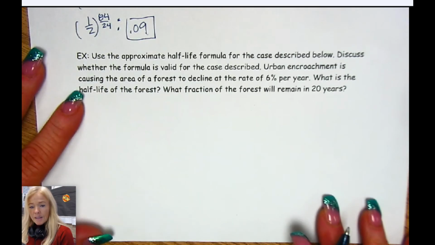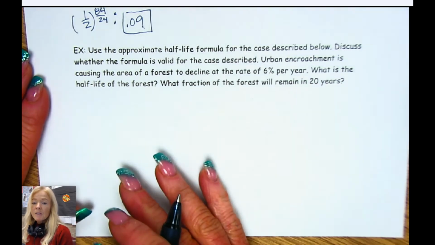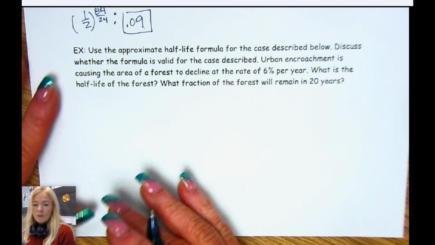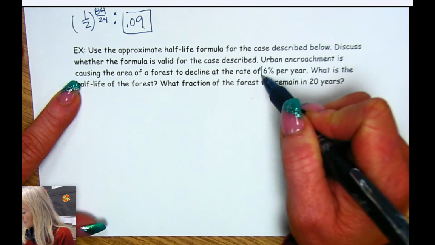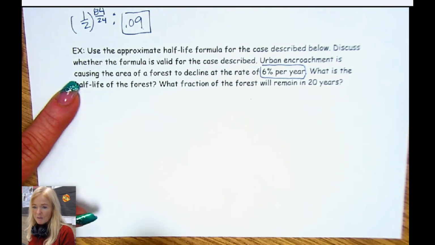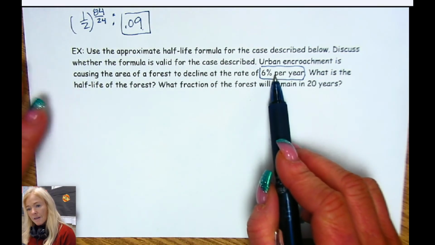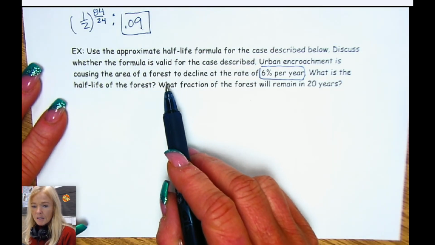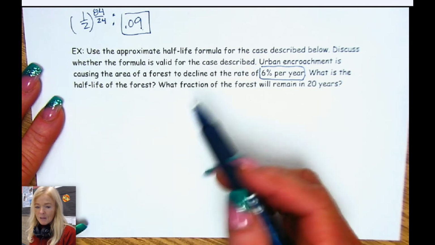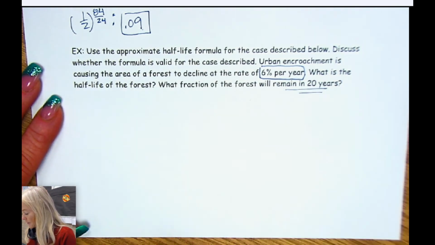All right, next example. Use the approximate half-life formula in the case described below. Discuss whether the formula is valid for the case described. Urban encroachment is causing the area of a forest to decline at the rate of 6% per year. So this is, again, where we're going to use our approximation formula for double time, for half time, because it's declining. So we're given a percent, and we'll figure out what the half-life is. Let's see, what is the half-life of the forest? So we'll have to figure that out, and then what fraction of the forest will remain in 20 years. So that's kind of important there.